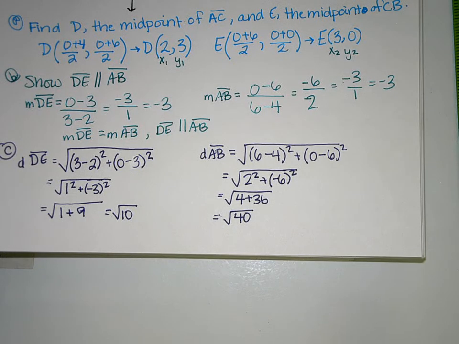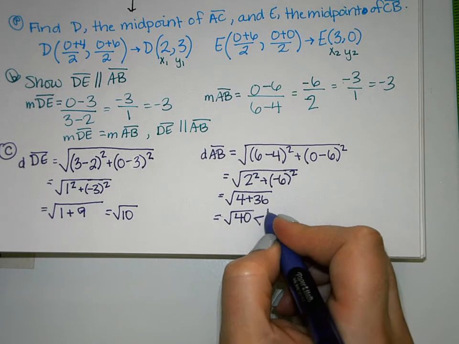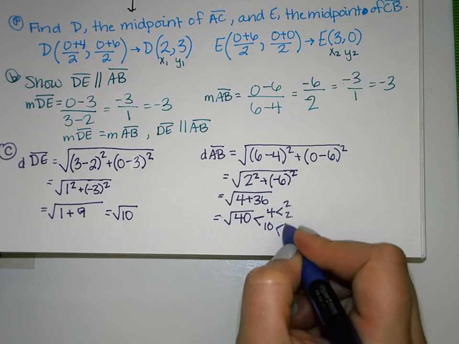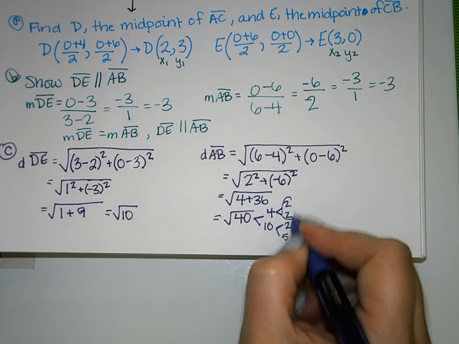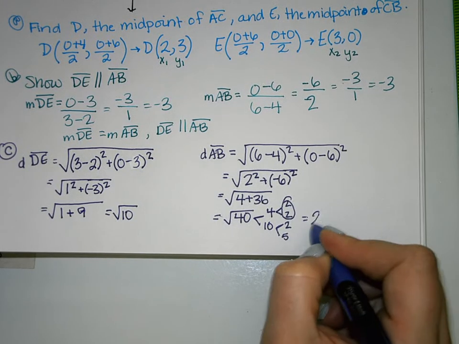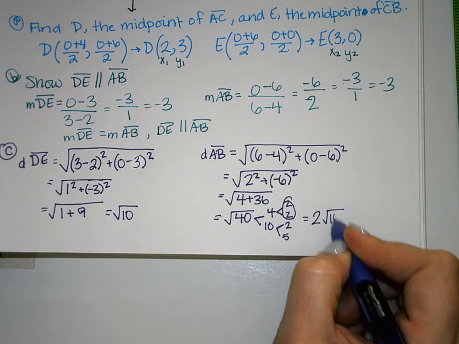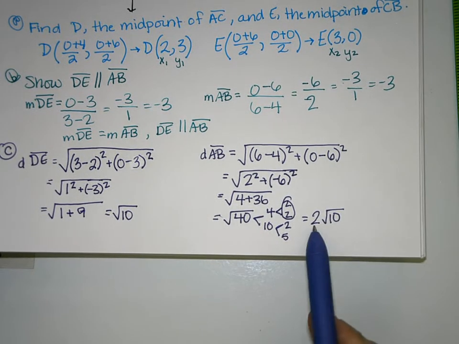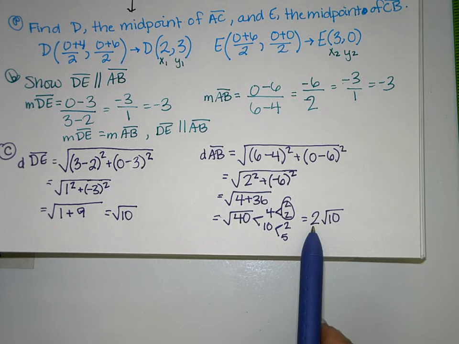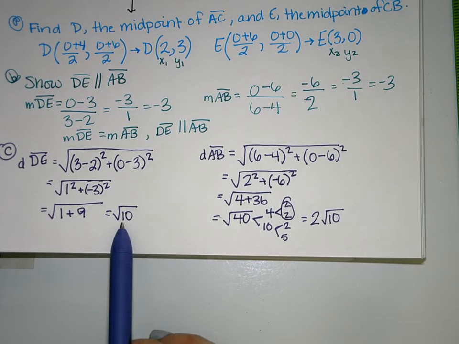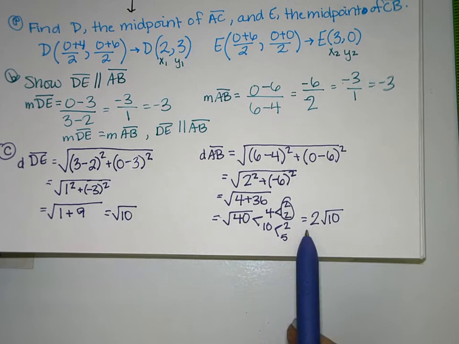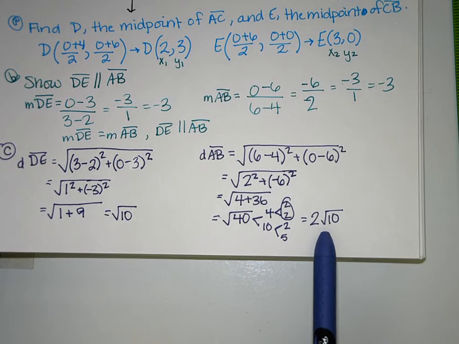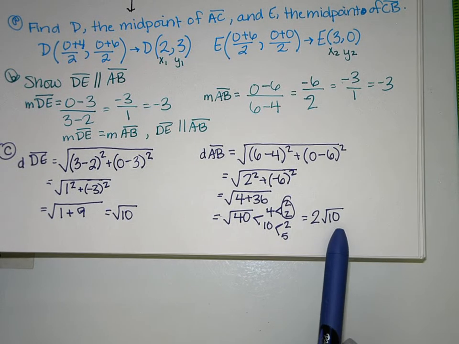So make your factor tree. 4 times 10, 2 and 2, 2 and 5, a pair of 2's, so that we can bring a 2 out, multiply what's left back together, we get 2 root 10. Is this double the length or double the size of this? Yeah. So this is all you need to do to show the mid-segment is half of this side, or that this side is twice as big as your mid-segment.